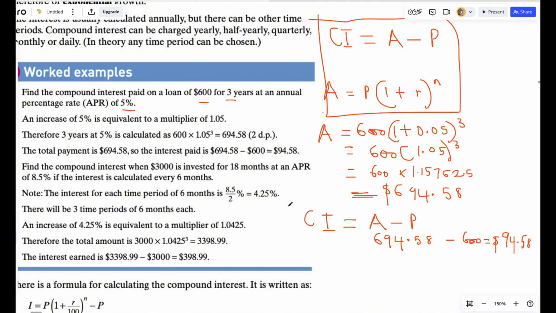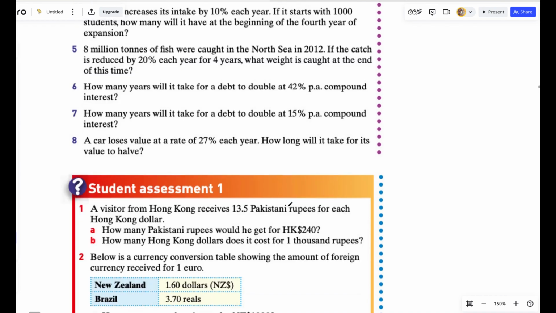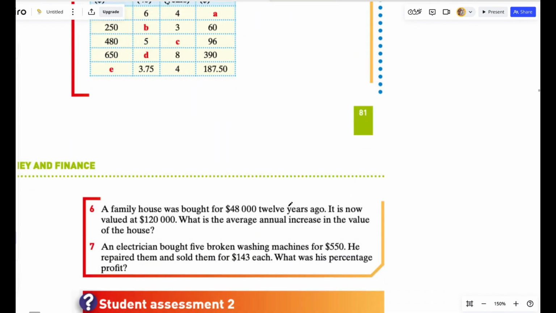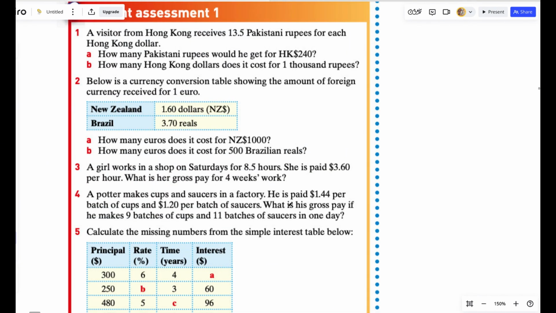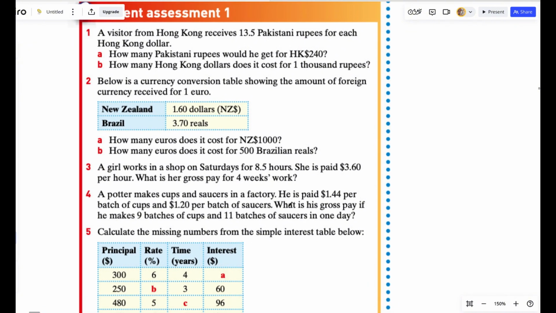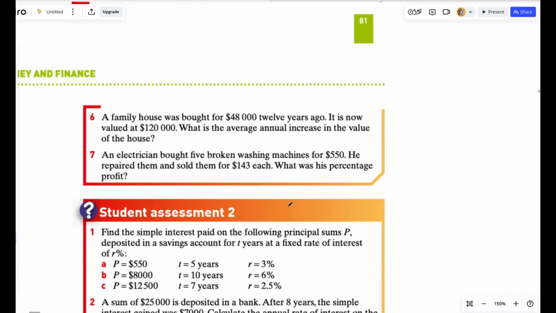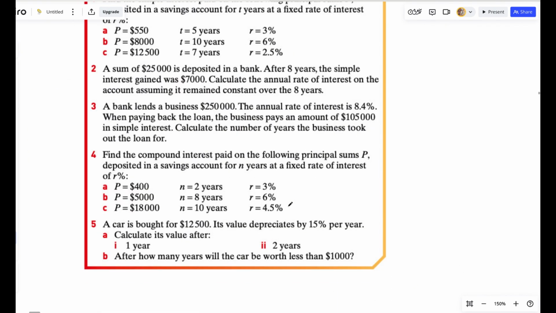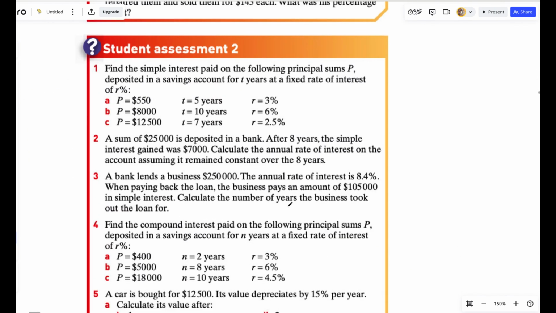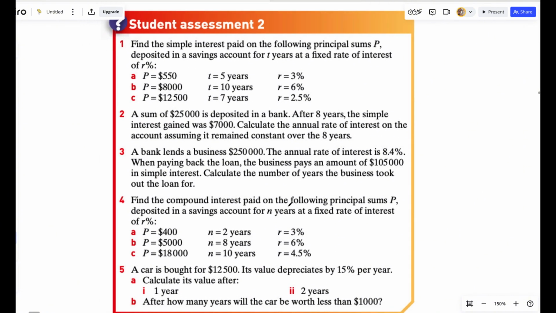Okay, so that's that. This is how to calculate compound interest. So I think with this we've come to the end of today's class. You pause this video and solve all the questions. Student assessment 1, solve all the questions you see here, for you to get better. Student assessment 2, pause this video and solve all of these questions.